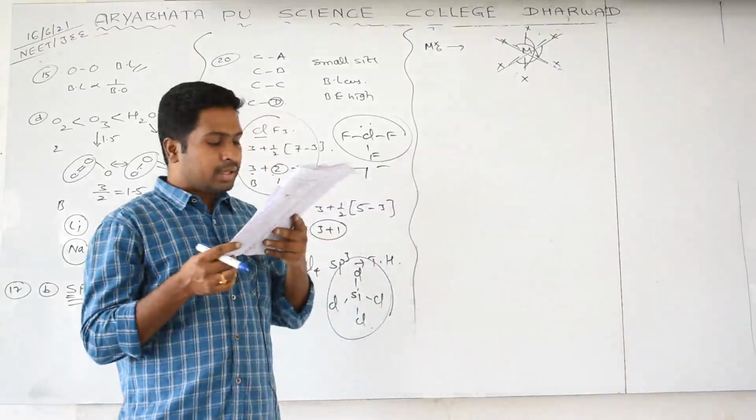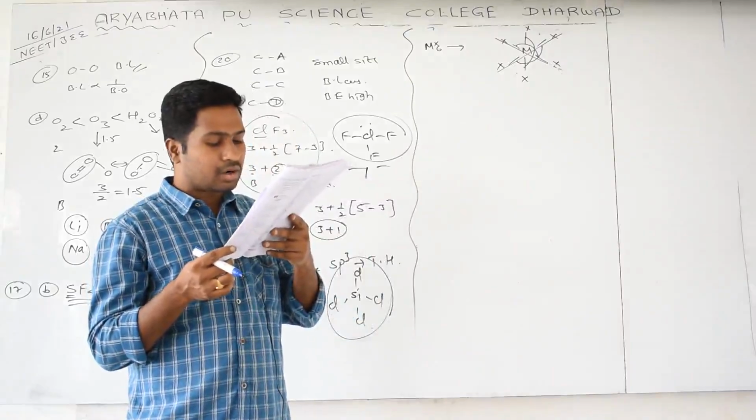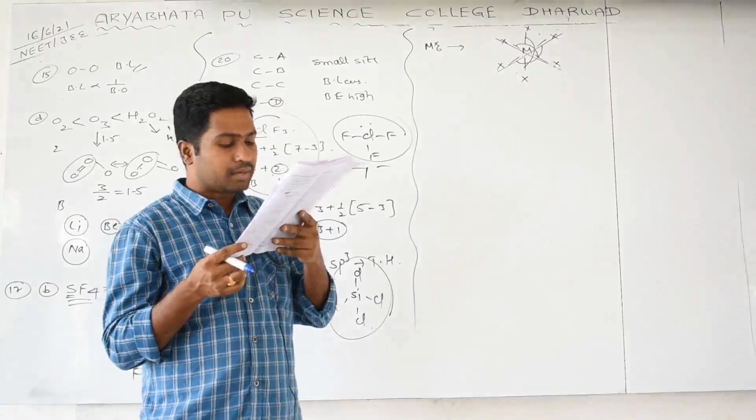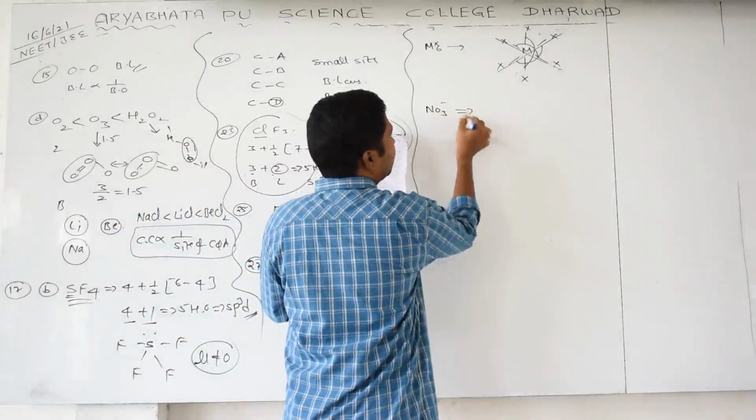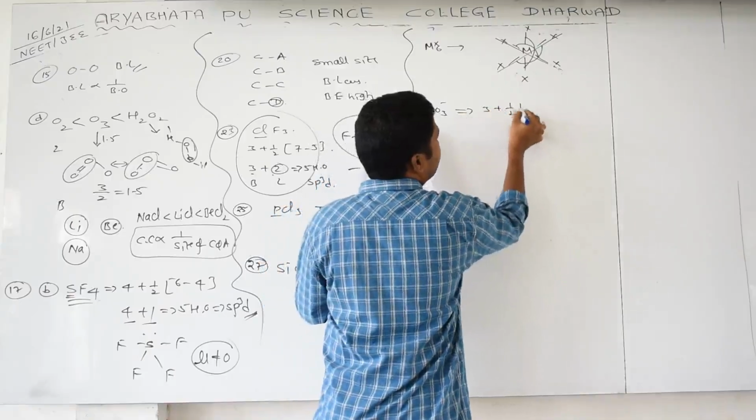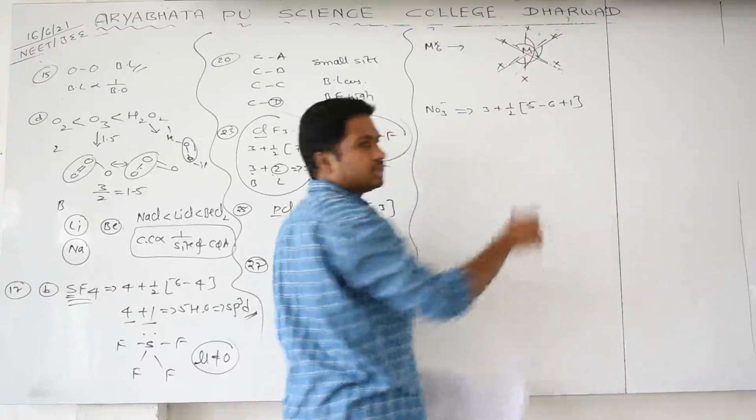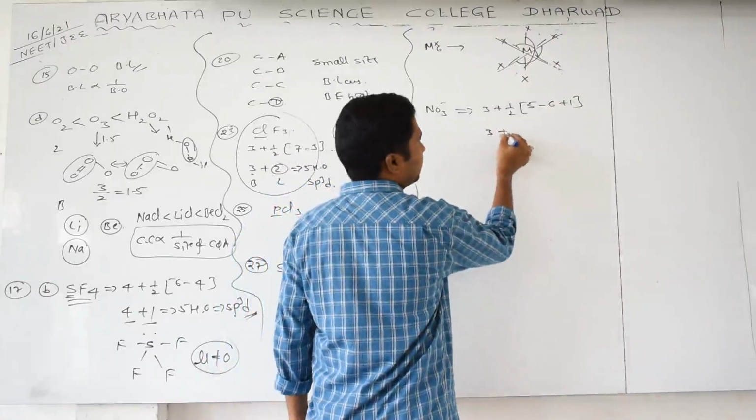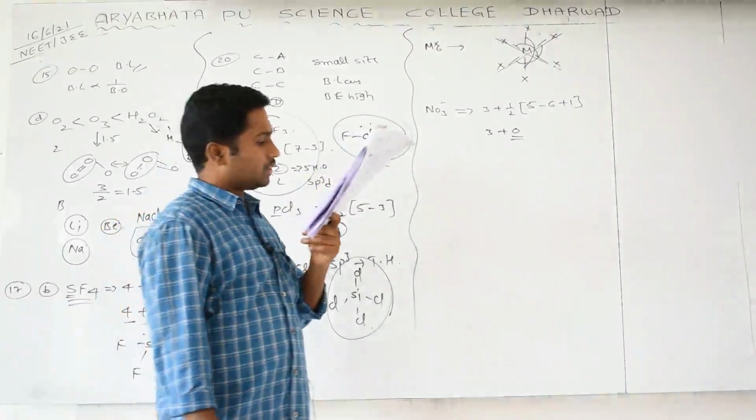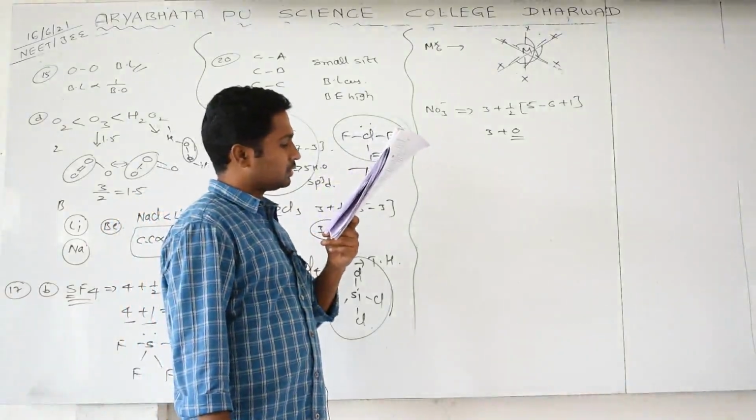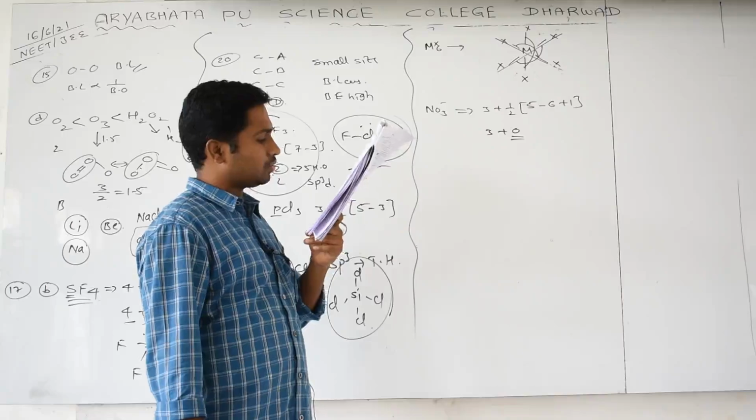Theory bit. In NO3 minus ion, the number of bond pairs and lone pairs of electrons on the nitrogen atom. Apply the formula: 3 plus, nitrogen 5, each oxygen 2, 6 plus 1, because minus means we should add it in the plus. Then we are getting 3 plus 0, 3 bond pairs and 0 lone pairs. NO3 minus, right? It is asking the number of bond pairs and lone pairs of electrons.